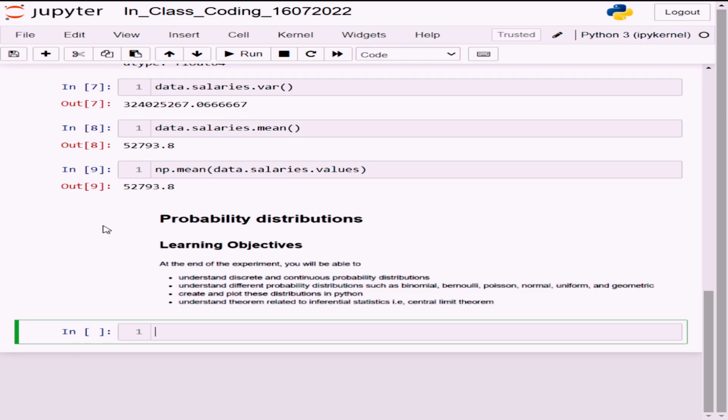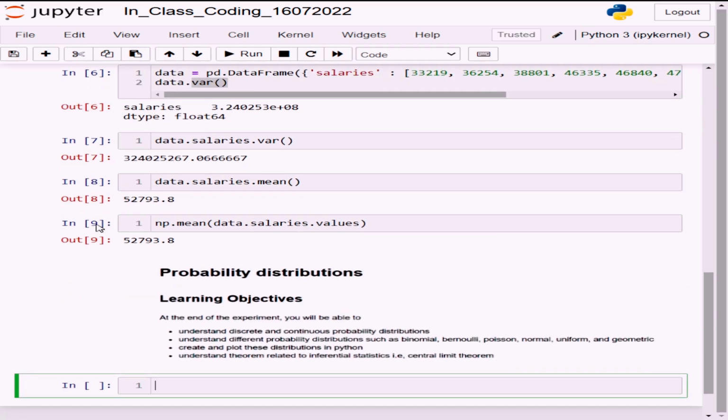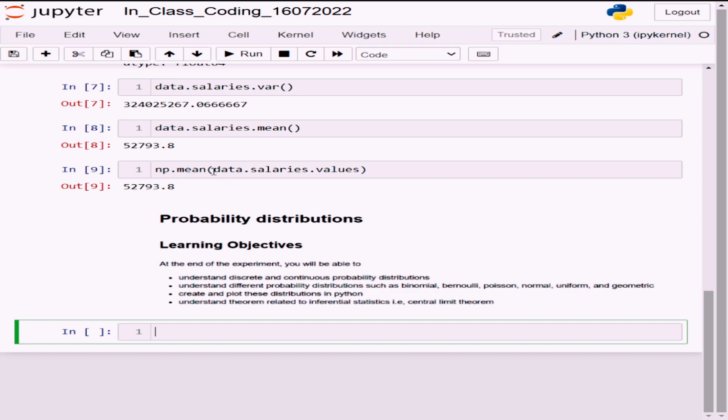So in line number 9, we called NumPy mean of data salary values, and what is that mean? It is basically the mean of data salaries values. I'm asking the machine to go to the data frame by the name data. Data is the name of the data frame. In that, go to the particular column called salaries, take all the values from that and get me the mean. That's the meaning. Values means every value present in that column, every entry.